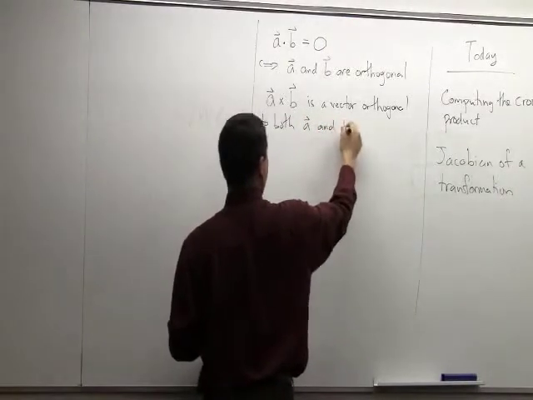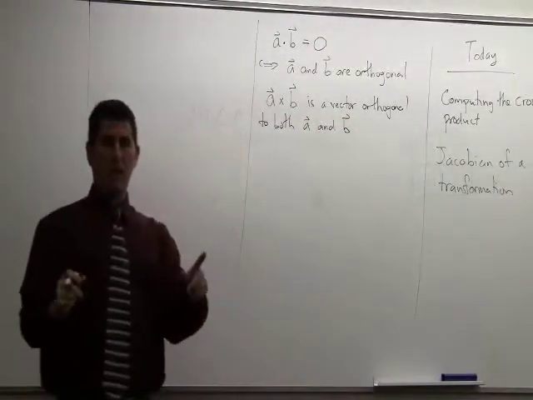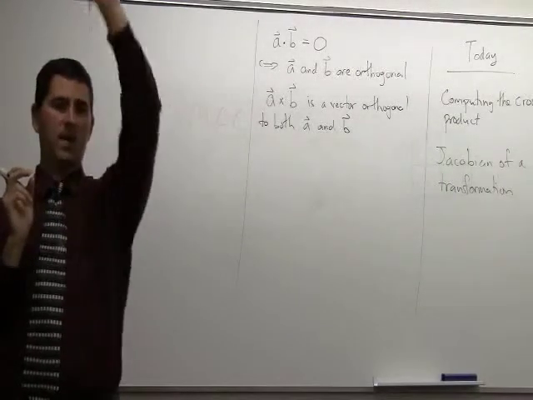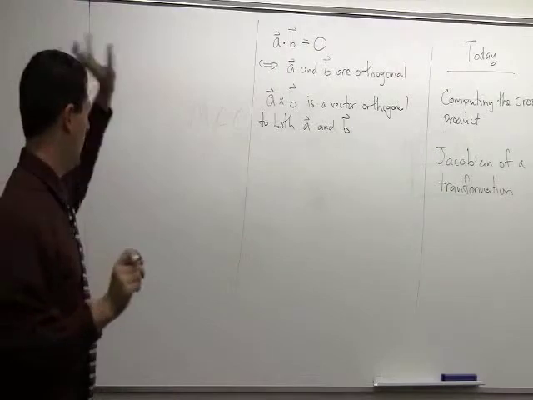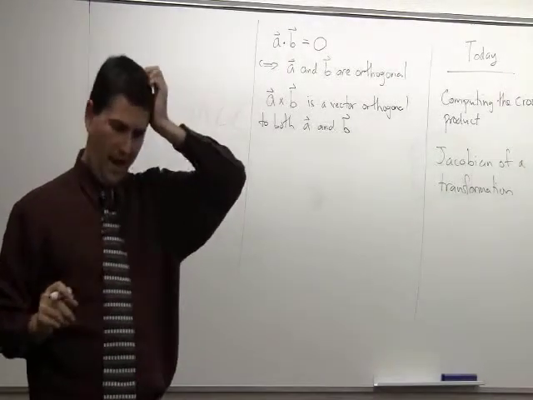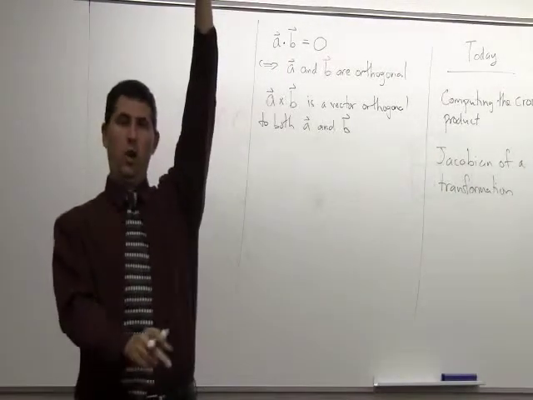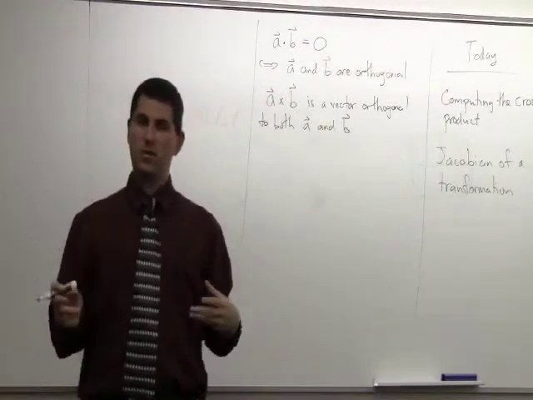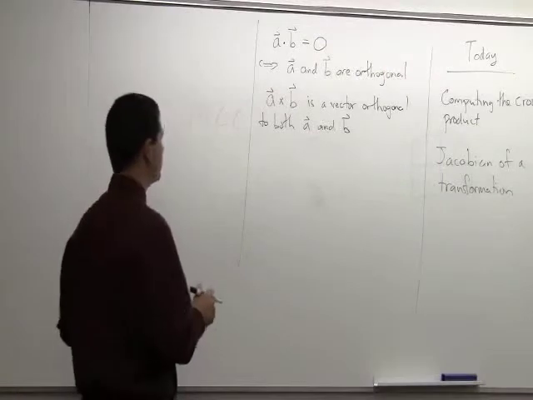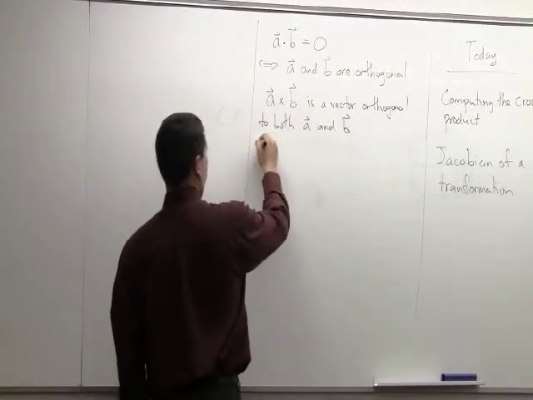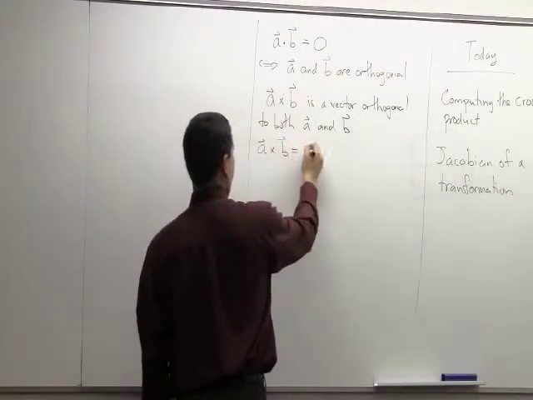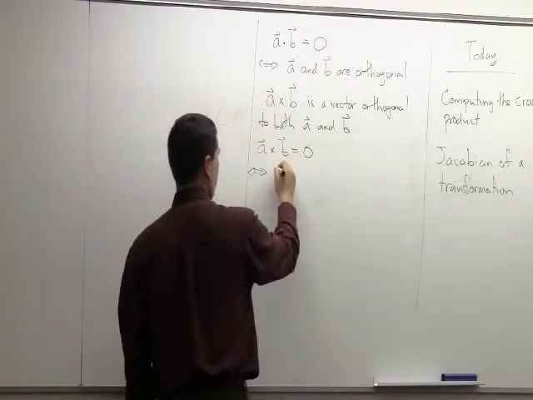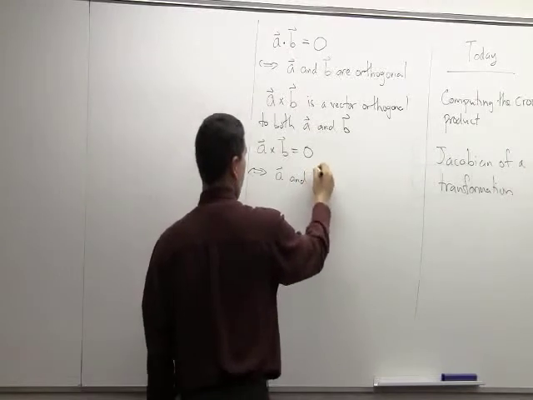A and B. And we saw there's a scalar that you can multiply by and get infinitely many of these things, but there's one that we call A cross B. And there's two directions it could go. It can go up or down, but we use the right-hand rule to decide which. And then we also saw that A cross B equals 0 if and only if A and B are parallel.